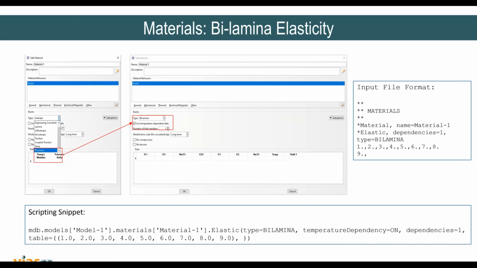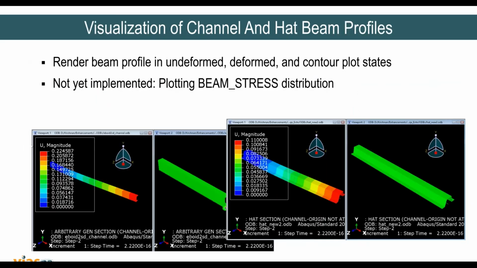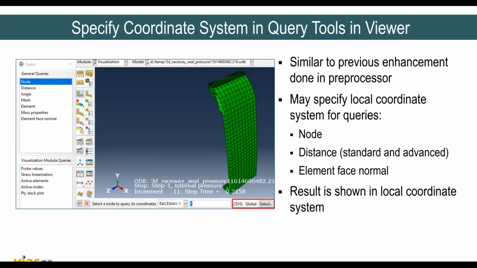Yeah. Okay, so you can include this orthogonal material property. You can use it in Abaqus CAE. You can have Young's modulus and the Poisson ratio in different directions. And we have extended the visualization of beam profile, that is channel and head beam profile, while doing the post process.